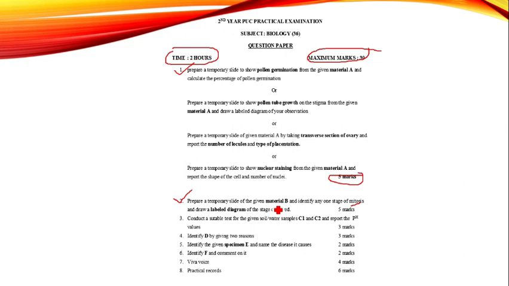In question number 2, they will give you onion root tips. You have to prepare a slide for mitosis, and then identify which stage is present on the slide. You already know that mitosis contains 4 stages: prophase, metaphase, anaphase, telophase. We can get any one stage of mitosis in the slide. Then you have to draw that identified phase of mitosis on your paper, for 5 marks.